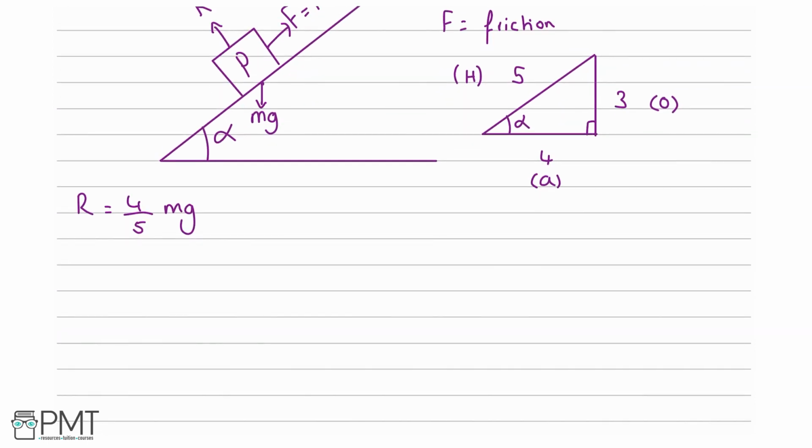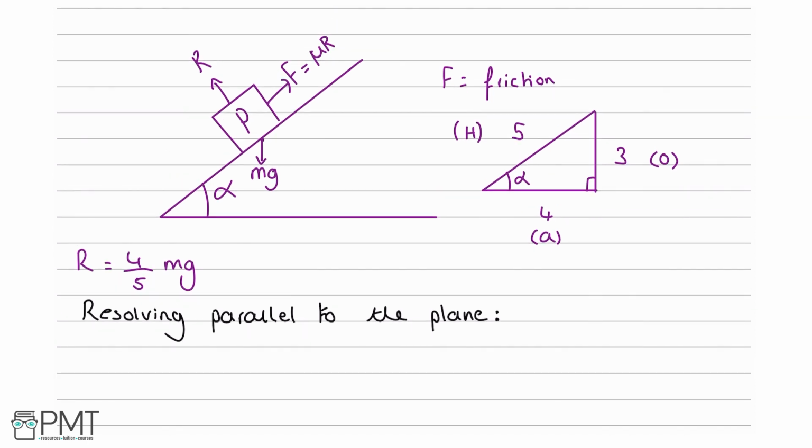So that's what I'm going to say: resolving parallel to the plane, like that, okay? Now, in part A, I showed how you would be able to take the component mg and split it into its horizontal and vertical components, okay? But the main takeaway is that the vertical component is the adjacent and the horizontal component is the opposite, okay? And this takes into account that this angle there is alpha, all right?